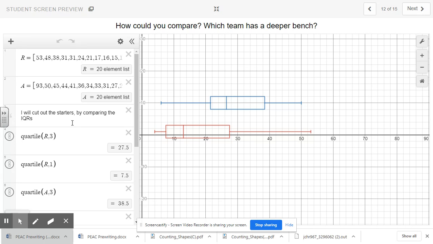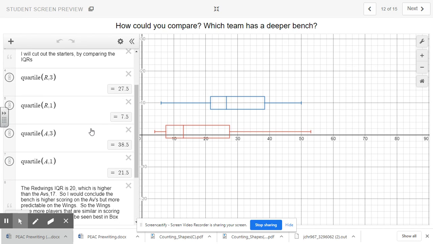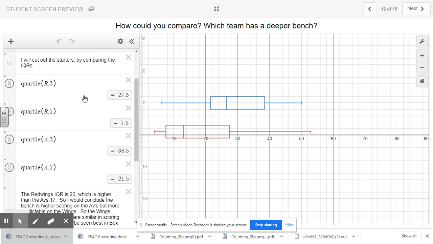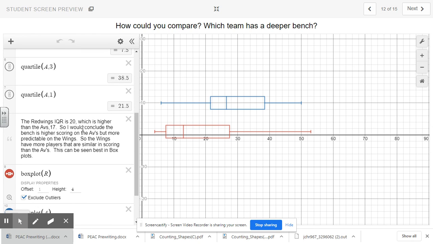I'm going to use IQRs, right? And there were 20 data points. So the first 5 people are the starters, right? So they're cut out now, and we're just doing the middle 50%. And I'm going to look at the IQR of each of them. When I use my Desmos to find the quartile 3 and 1 of each group, I find that the IQR is 20 for the Red Wings and 17 for the Avs. So it's a higher range for the Red Wings than the Avs.